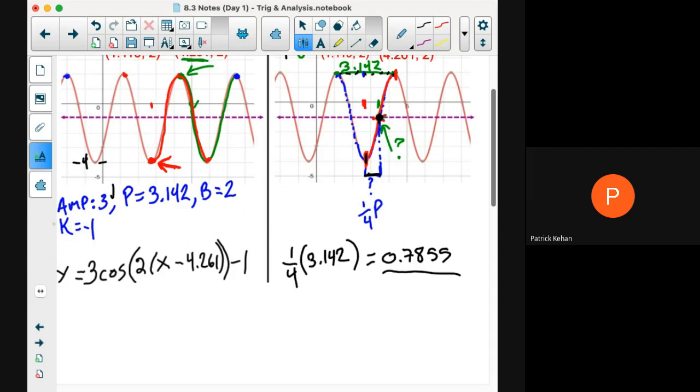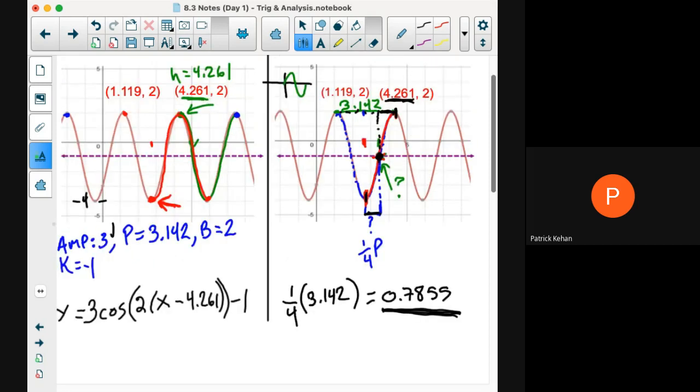So that also means that the distance from this high point horizontally to the left, so this point right here, is the same distance. So what I can do is subtract 0.7855 from 4.261 here, and that'll bring me to this x value right there. So I'm going to do that now.